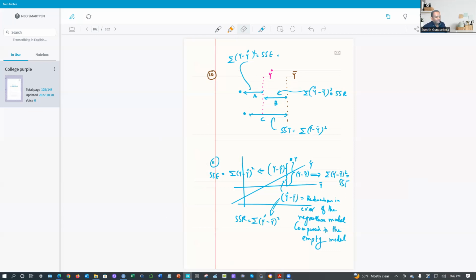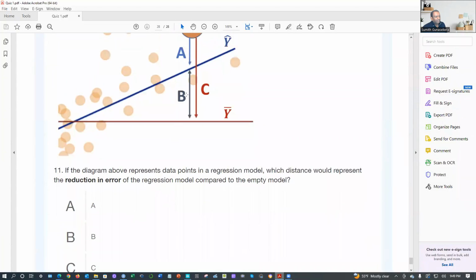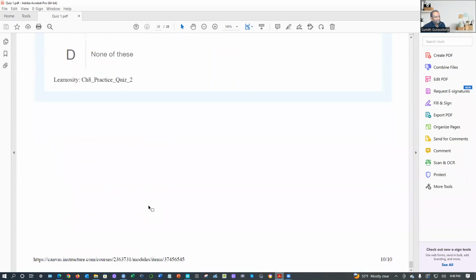Okay, then our answer should be: error is given by this distance, which is B. It's not hard. So pretty much we're done with quiz 2.